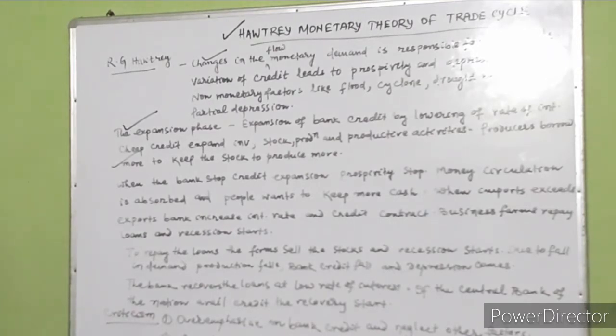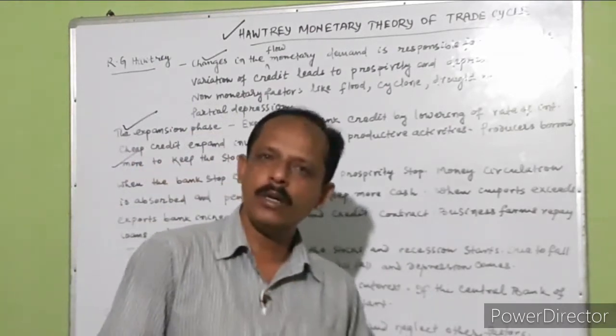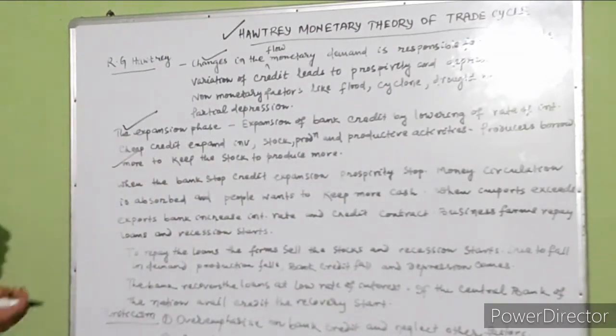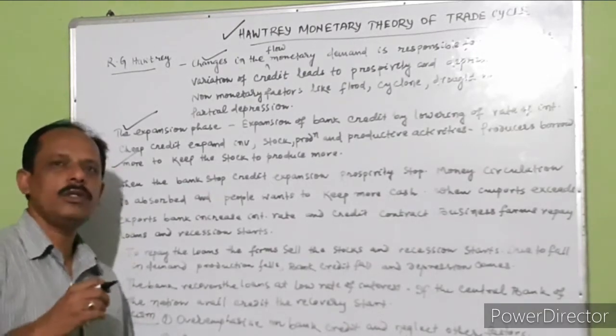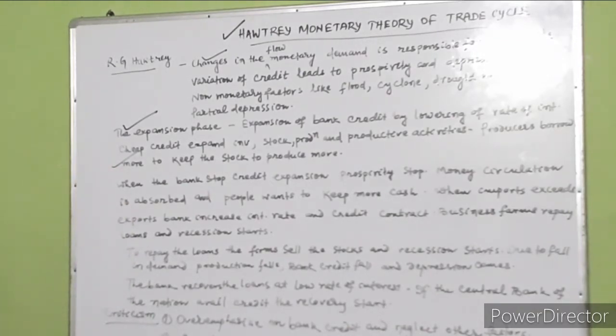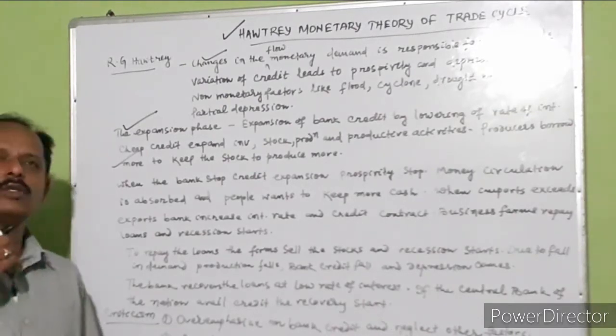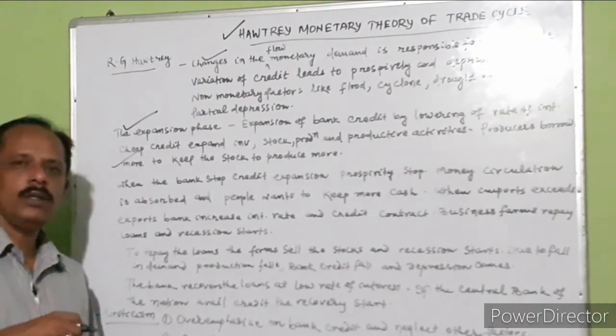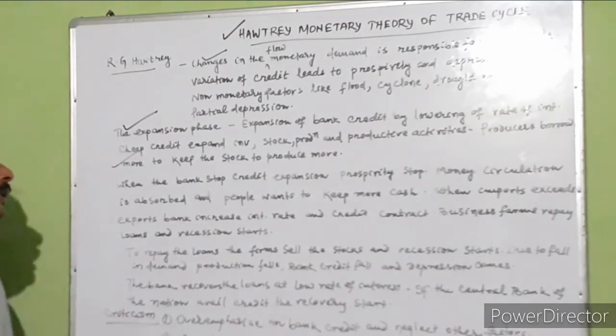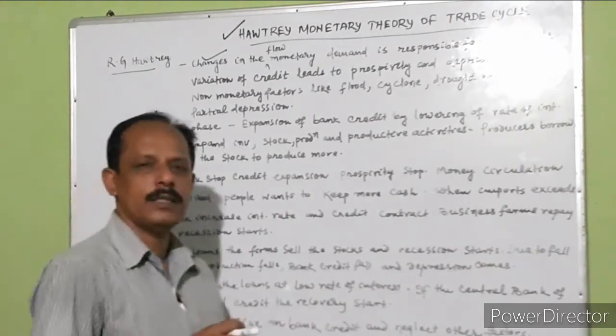Why does the bank stop the credit expansion? Up to a particular limit, when the loan is not recovered, the bank tries to recover the loan. And when the economic position of the people is better, the circulation of money slows down and is absorbed in the economy. People try to keep more cash with them, and when imports exceed exports, the bank increases the interest rate and contracts credit. When the bank increases the interest rate, the credit availability in the nation is reduced.